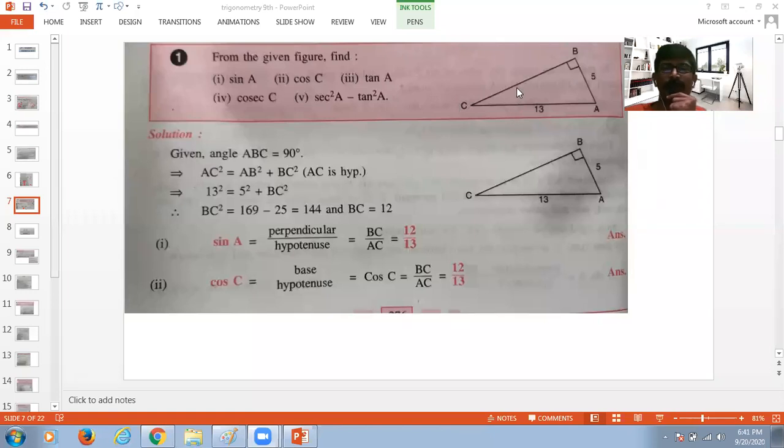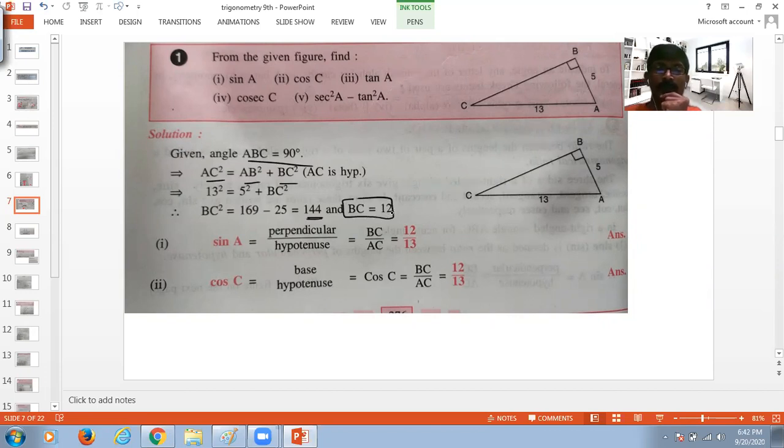For that, we'll have to use Pythagoras theorem. In triangle ABC, AC square is equal to AB square plus BC square. Now, what is AC square over here? 13 square is equal to AB is 5, so 5 square plus BC square. So BC square will become 169 minus 25, that will be 144. So the length of BC would be 12 unit, isn't it?